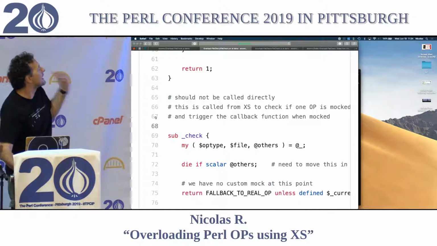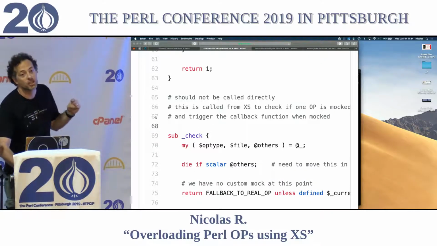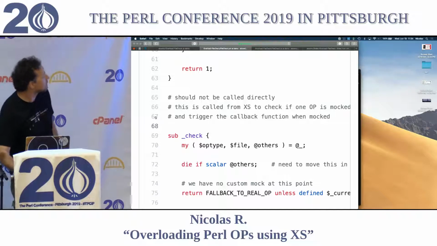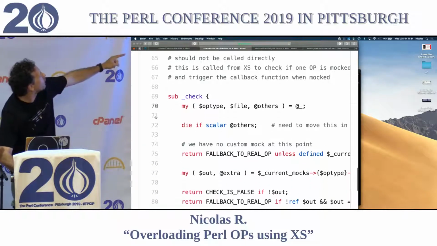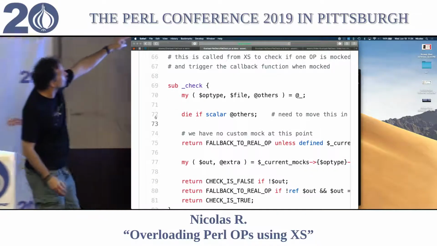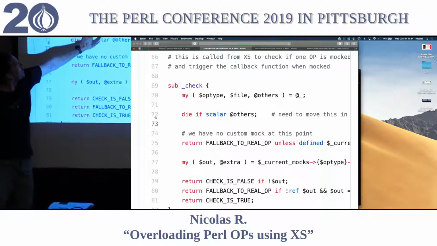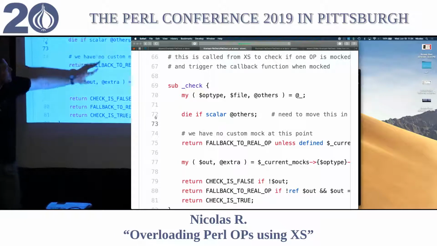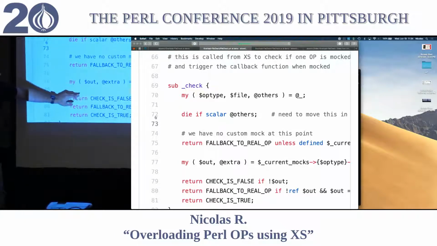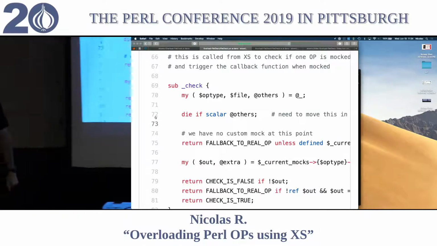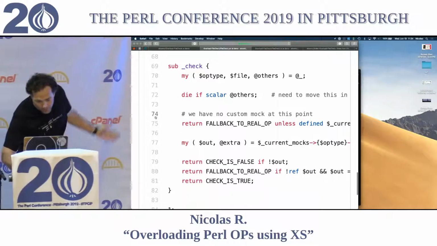And then later at runtime, when we're going to run -E on the XS code, we say, oh, -E is mocked. The XS code will trigger that check function, come there with some arguments, saying the op type, the file or any other arguments, and that function will take care of calling our mock function and return it.